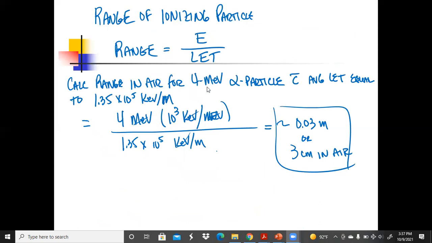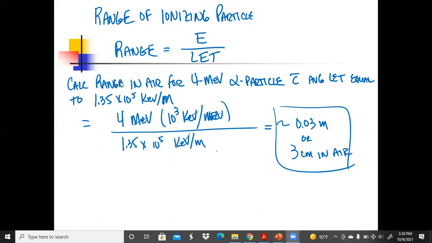So what is the range? Well, the range is going to be dictated by whatever energy you start with divided by the linear energy transfer. In other words, how much energy is going to end up being lost as it penetrates a particular material, and that's going to tell you what the range is.